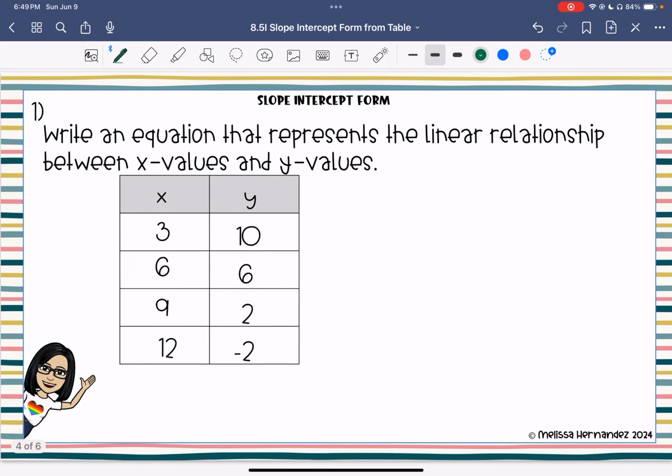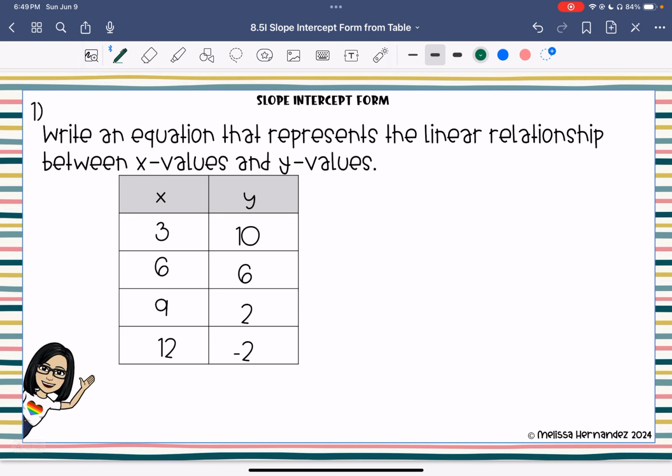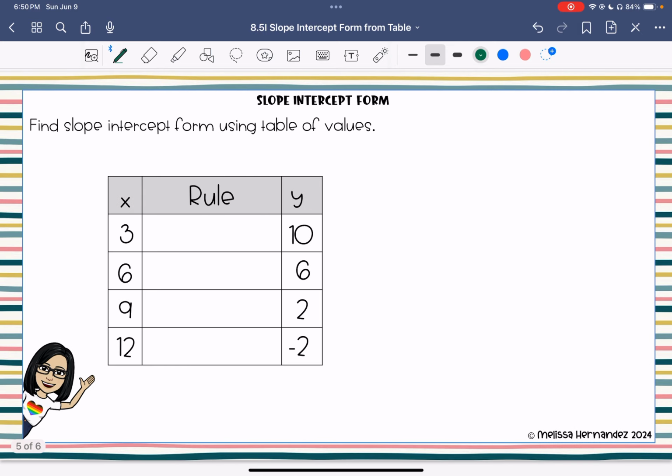Our first example says, write an equation that represents the linear relationship between x values and y values. Linear just means straight line. There's only 2 steps for this. Step 1 is find the rate of change. Step 2, find the constant. Okay, so this middle part is technically our mx plus b.